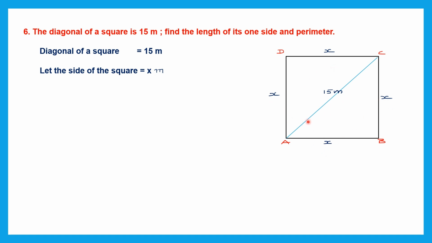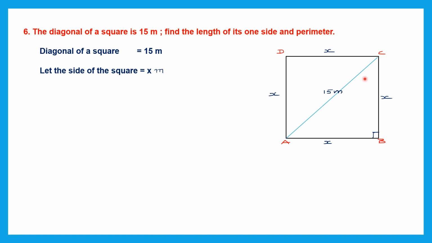Now we can make use of this diagonal that's given to us. This diagonal has divided the square into two triangles. Let's look at this triangle, triangle ABC. Now here, as you can see, angle B here is 90 degrees. And the side that is opposite angle B is called the hypotenuse.